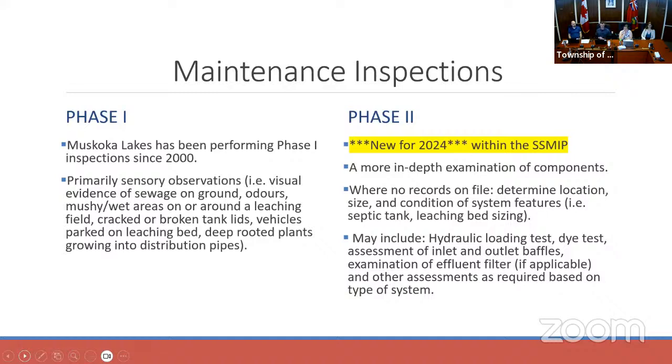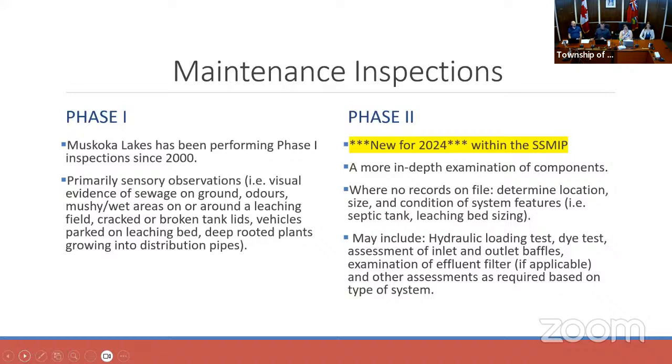To provide a bit of context, for property owners that have held property in Muskoka Lakes for many years, there's a good chance you're familiar with our phase 1 inspections. These are no-cost inspections completed by seasonal township staff. Muskoka Lakes has been performing this type of phase 1 inspection since the year 2000 and continues to do so. These inspections are largely sensory in nature. In other words, sight, touch, smell, hopefully never taste.